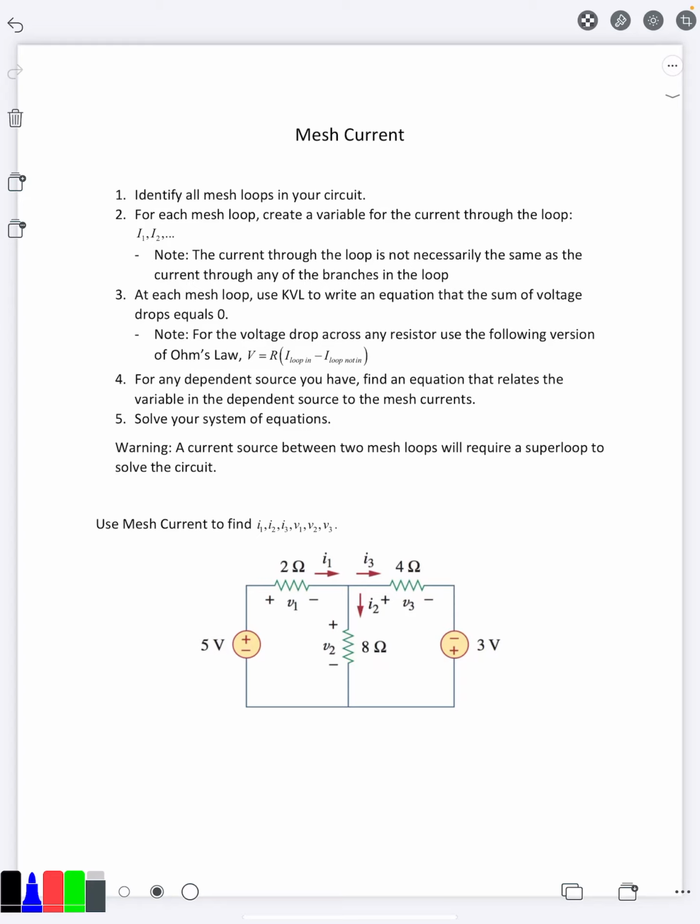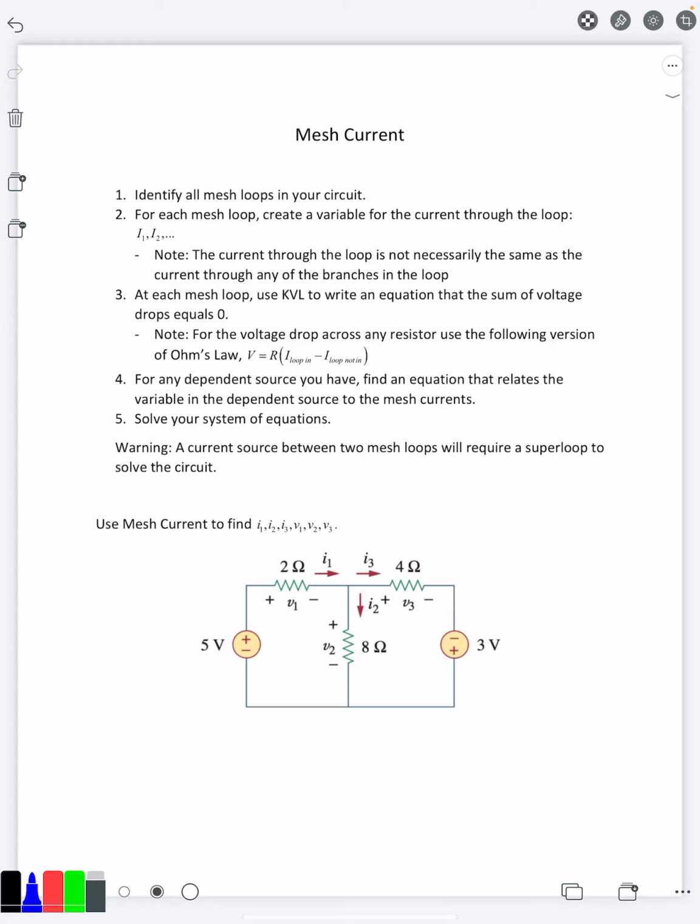After we've done that, every time we have a mesh loop, we're going to go around the whole loop using KVL to write an equation. When you're trying to find the voltage drop across the resistor, you're going to use Ohm's law. In particular, the version of Ohm's law that we're going to use here is V is equal to R times the mesh loop that we are in minus the current in the mesh loop that we are not in. So I loop in minus I loop not in.